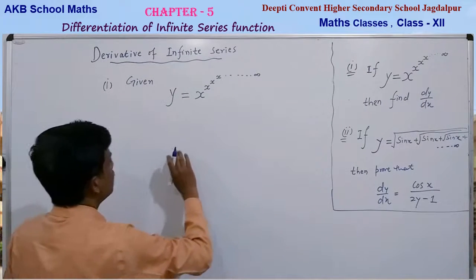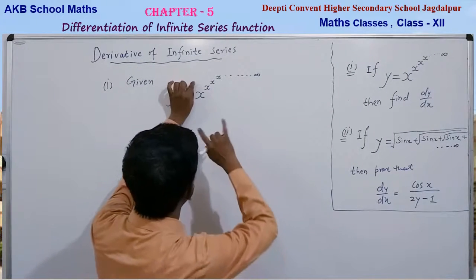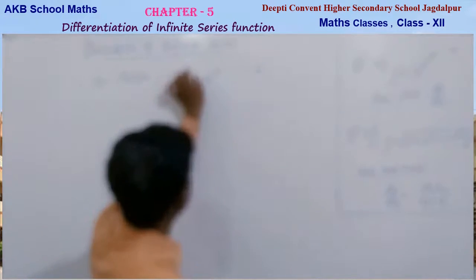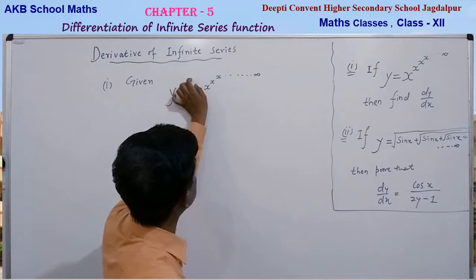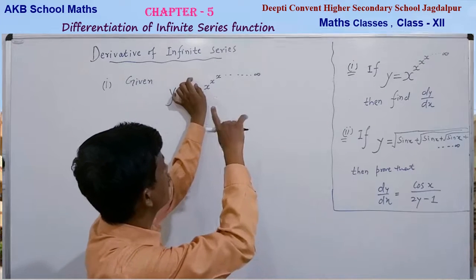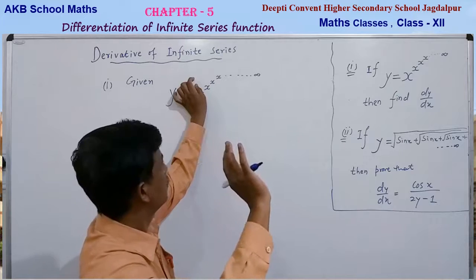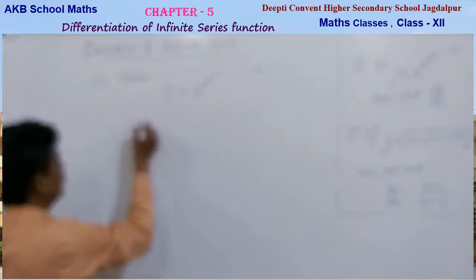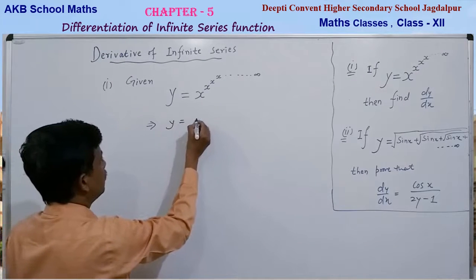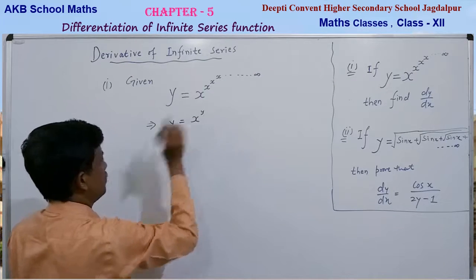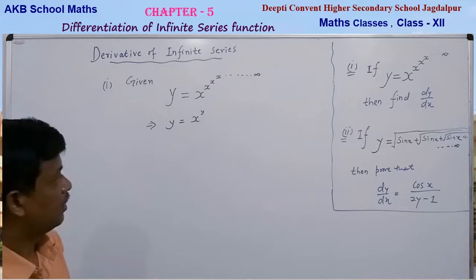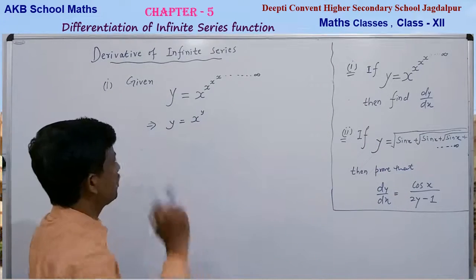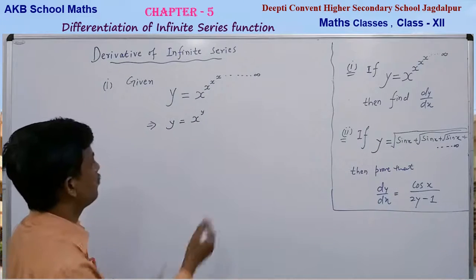Now, here the function is x to the power x to the power x and so on. So we suppose, excluding this, the rest x to the power x to the power x up to infinity is also y. That's why we can write x to the power y, and we have to find the derivative dy by dx. So it is a simple case. Taking logarithm, we can find the derivative.